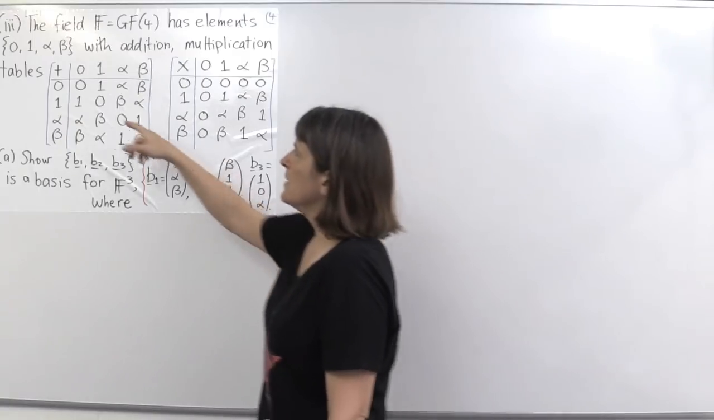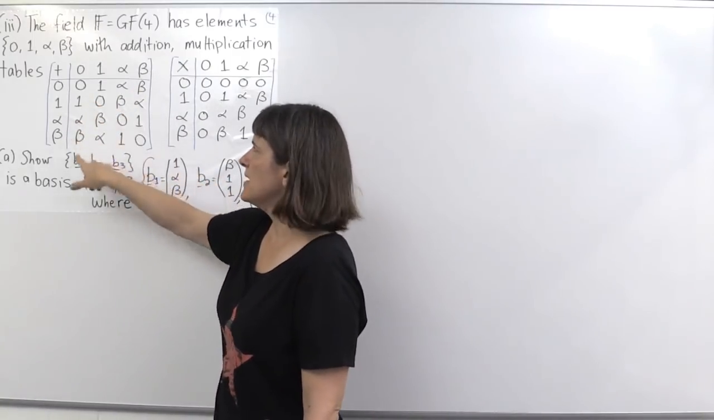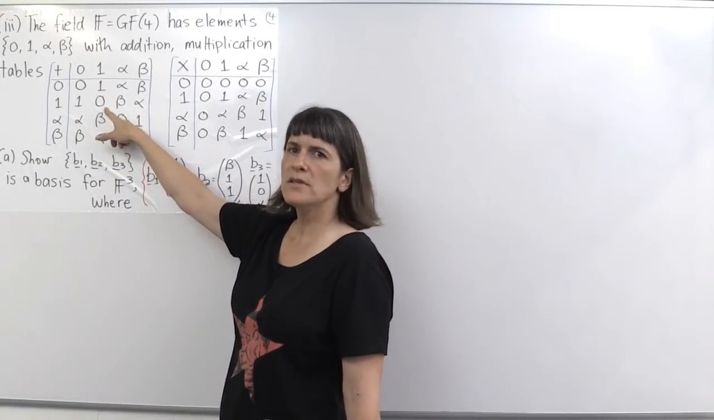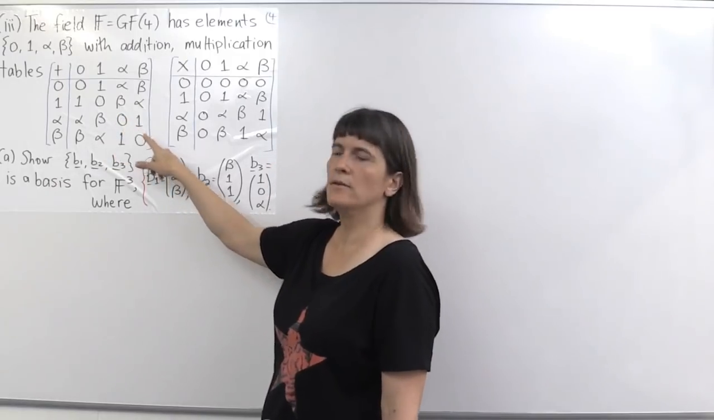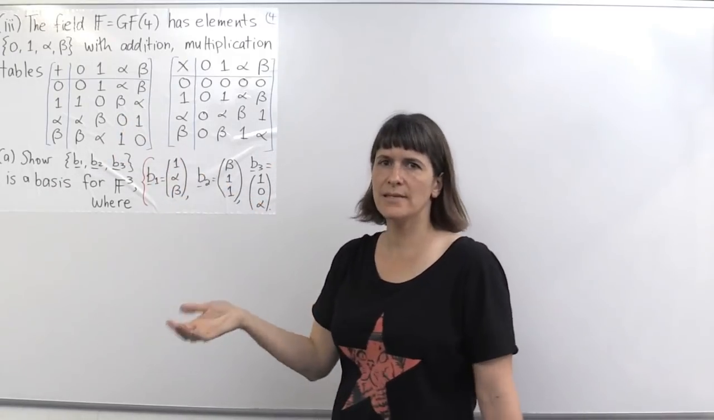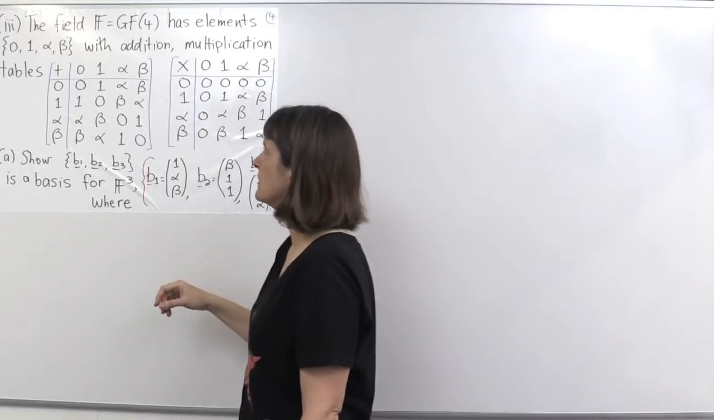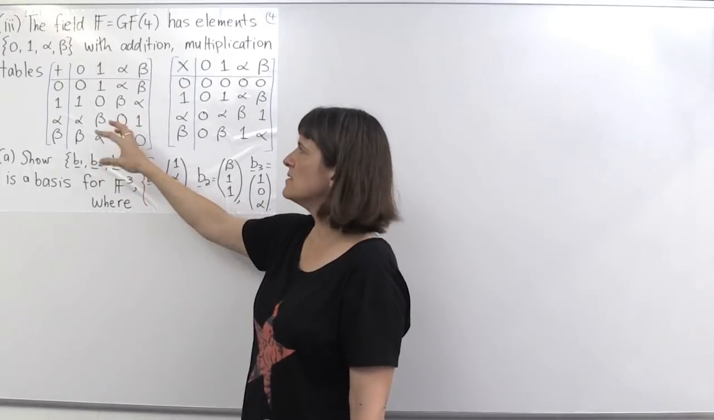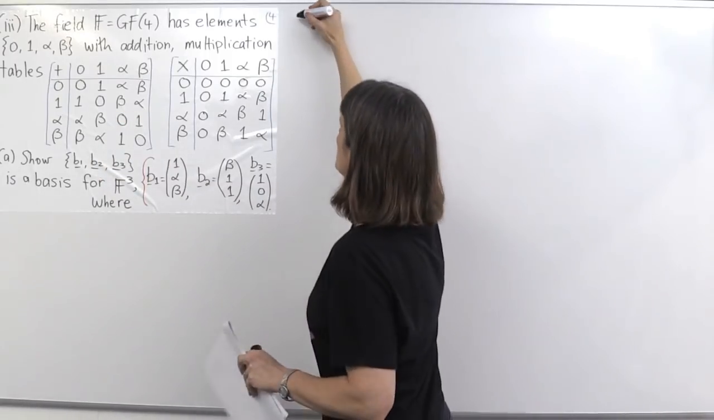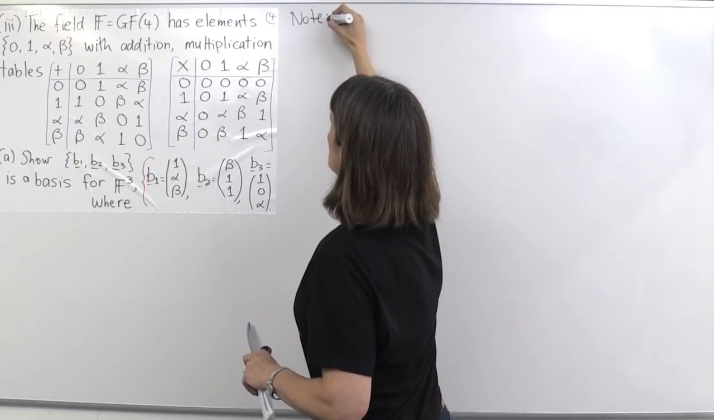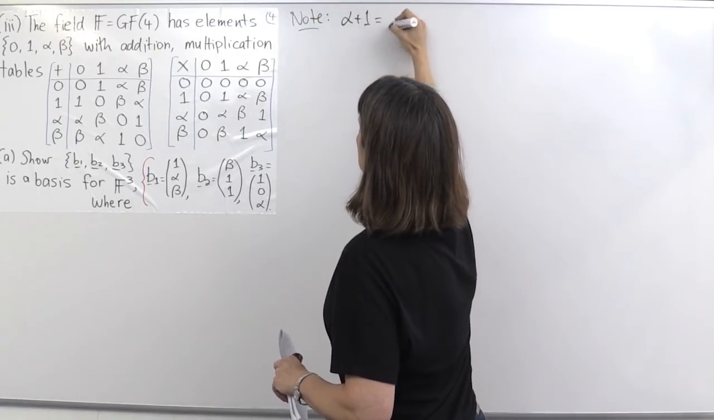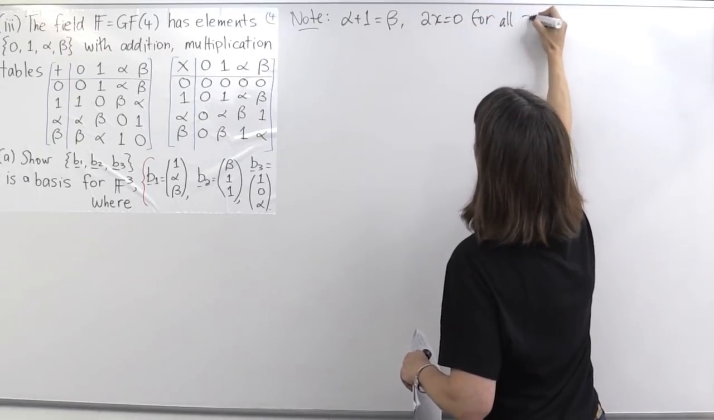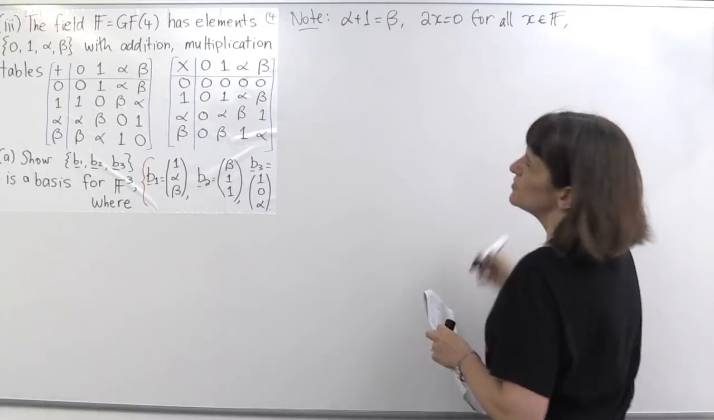So what's going on? When you add 0 to anything, obviously nothing happens, that's fine. If you add 1 to 0, that's obvious. If you add 1 to itself, you get 0. Actually, if you add anything to itself, you get 0. So 2 times x is 0 in this field for any x. Alpha plus 1 is beta, and beta plus 1 is alpha, and that's symmetric. So let's make a note of that, because we'll need that a few times. Alpha plus 1 is beta, 2x is 0 for all x in this field. That's all you need to know, really.